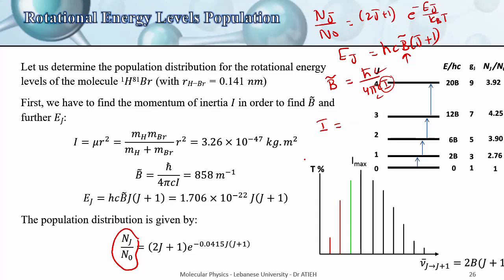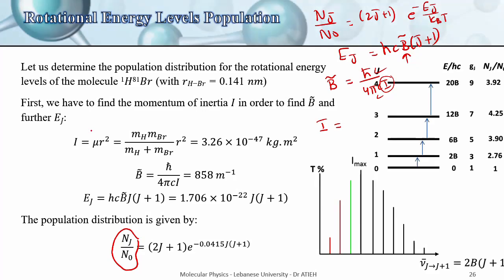The first step is to find the moment of inertia of the molecule. Once finding I, we can find b. Once finding b bar, we can find ej. Once finding ej, we can substitute the expression of ej in the Maxwell-Boltzmann distribution, and we get our function nj over n0 as function of j. And we can substitute for j and find any population or any percentage we want to find.